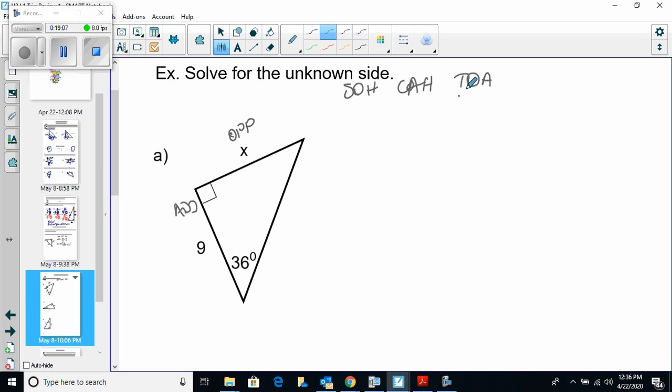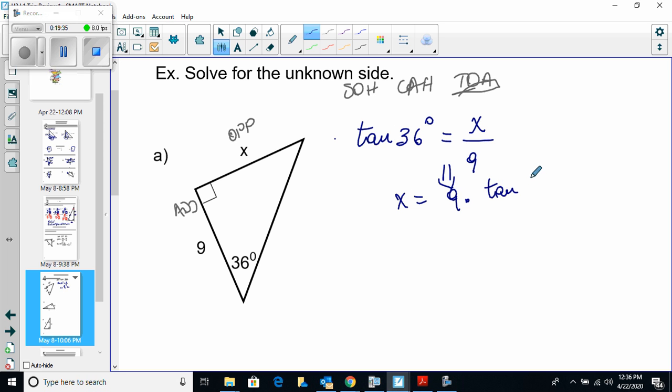So tangent is opposite over adjacent. Then we'll have tangent 36 degrees is equal to opposite over adjacent. Now we will solve for x. So x is equal to 9 times tangent 36. Always make sure that the mode of your calculator is on degrees.